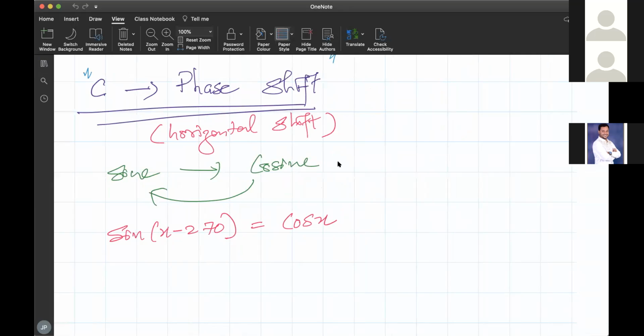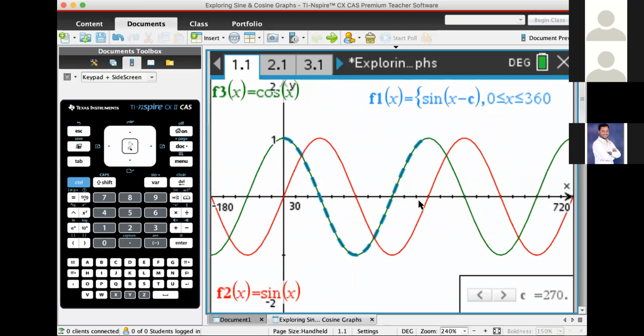This is what I wanted to say, that C is not only the horizontal shift, but you can also write sine as cosine and cosine as sine if you correctly manipulate the terms. All right. Okay. One more thing, and then we will take a look at one question.